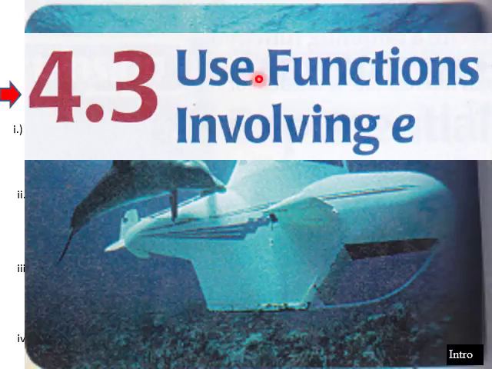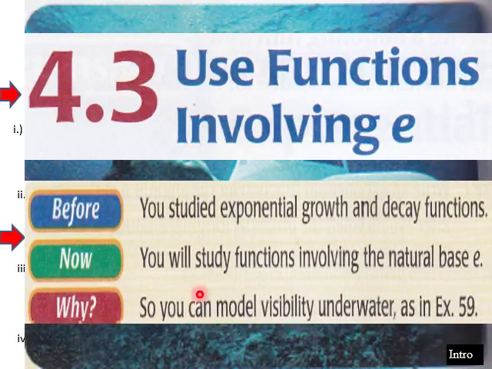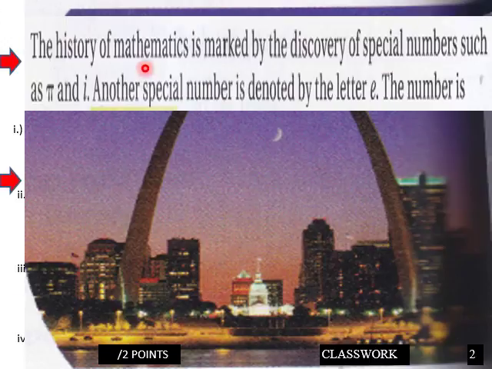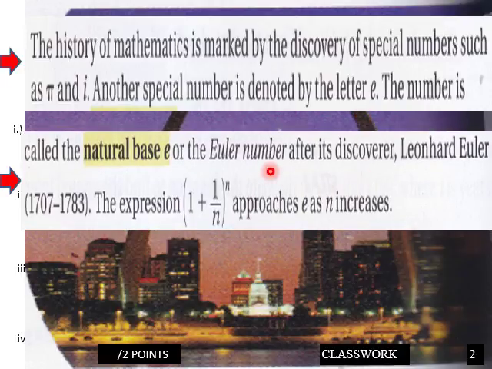Okay, here's our intro. 4.3, use functions involving e. You studied exponential growth and decay. You will study functions involving the natural base e. The history of mathematics is marked by the discovery of special numbers such as pi and i. Another special number is denoted by the letter e. This number is called the natural base, or Euler number, after its discoverer Leonhard Euler.